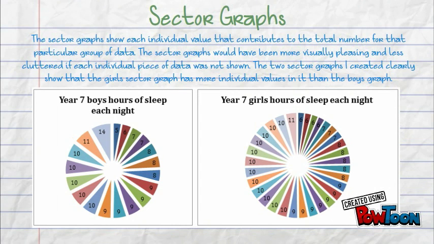Sector graphs show each individual value that contributes to the total number for that particular group of data. Sector graphs would be more visually pleasing and less cluttered if each individual was not shown. The two sector graphs I created clearly show the girls' sector graph has more individual values in it than the boys' graph.